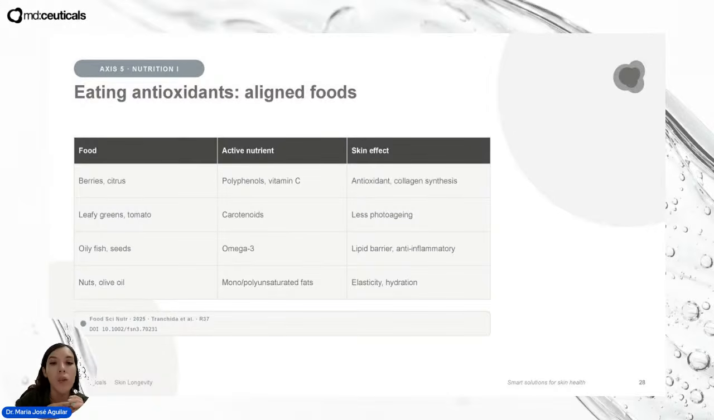Now, how can we introduce them? Just be sure that when you are in your consult, you ask the patient directly if they are eating one of these four ingredients. No, berries, if they are eating tomatoes, if they are eating fish, if they are eating nuts or olive oil. If they are not eating them, try to make a short mention of this.